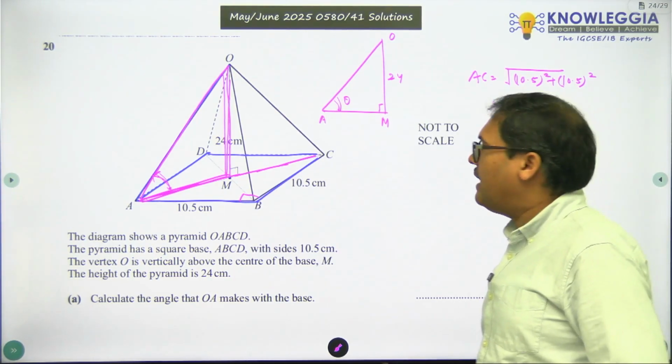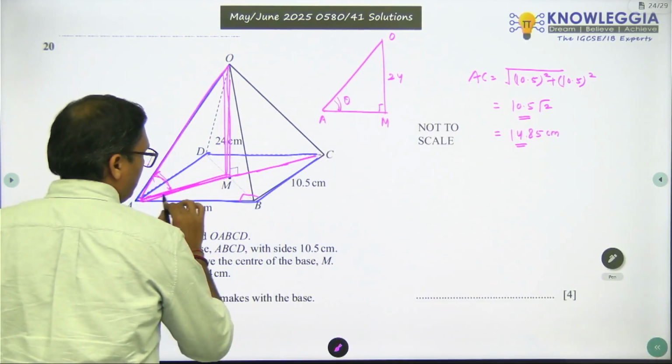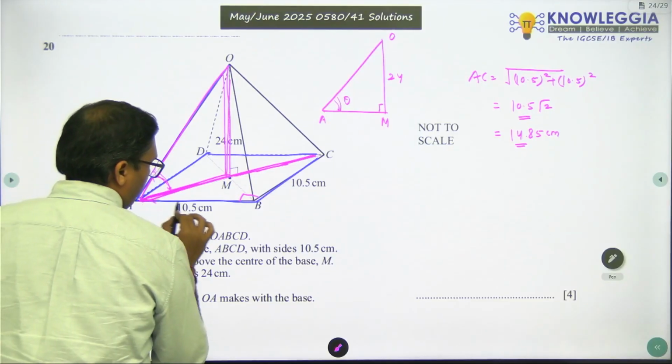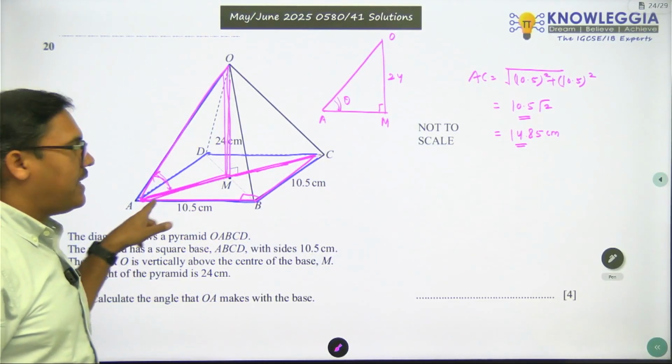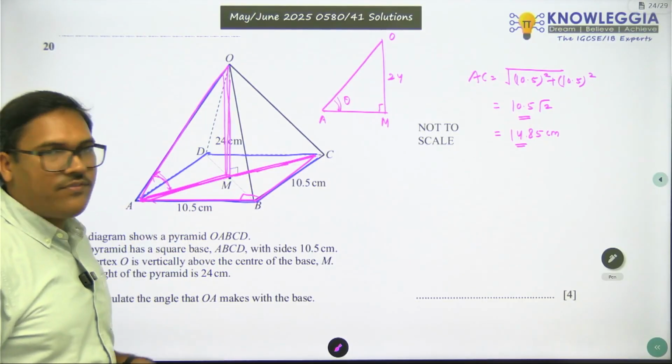I hope this is clear. I have applied the Pythagoras theorem in this triangle. In this triangle, this is the right angle triangle. Now you can see this is exactly half AC. That is, AM is equal to half of this.